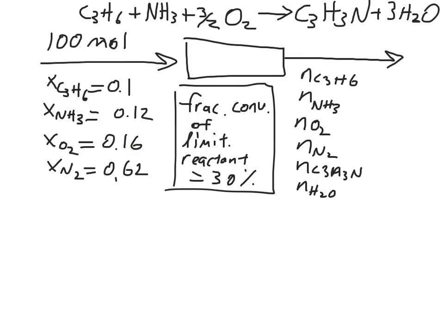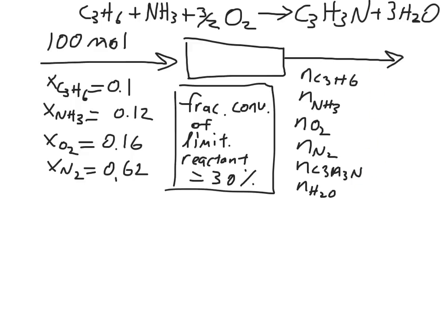The reason we have N2 is because O2 and N2 are basically the composition of air. So in this case, we have C3H6 and NH3 reacting with air, and since air is mostly nitrogen, we have some nitrogen coming in the inlet stream, but it does not react. It's just a neutral, inert species coming through our reactor. And we don't know anything about the flow rates or the actual amounts of different species coming out.